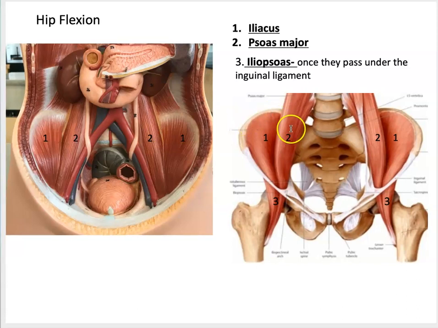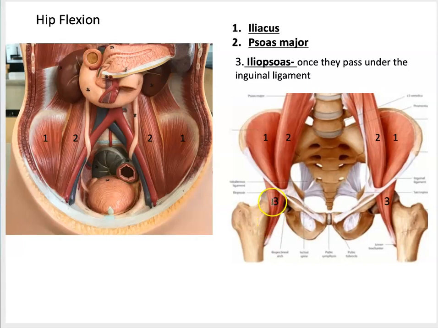Now, on this drawing, we can see psoas major and iliacus. Once they pass under this structure, the inguinal ligament, we see the inguinal ligament on both sides, we are going to call them the iliopsoas. Iliopsoas is just a mashup of iliacus and psoas major. Once they cross under the inguinal ligament, we now call them the iliopsoas. They both insert into the lesser trochanter of the femur, so they have a common insertion site. I think that's it.